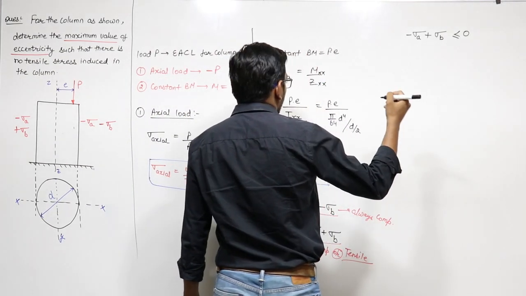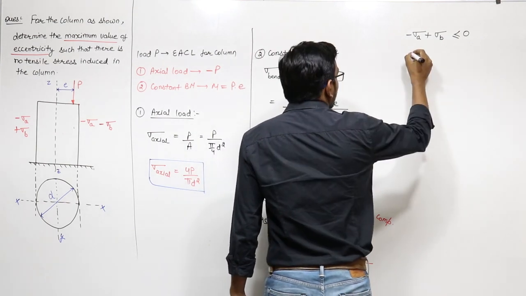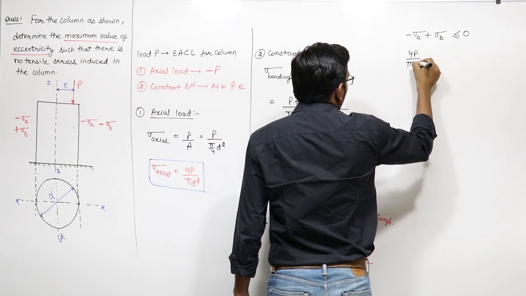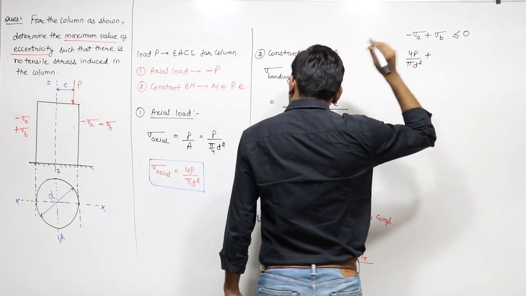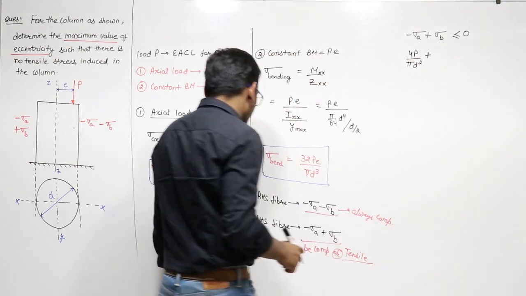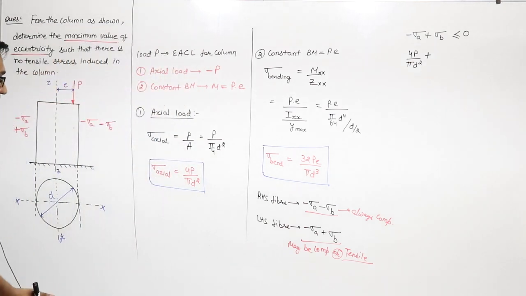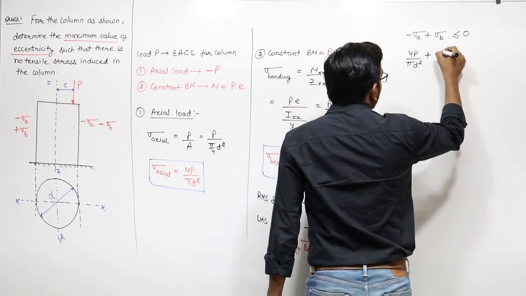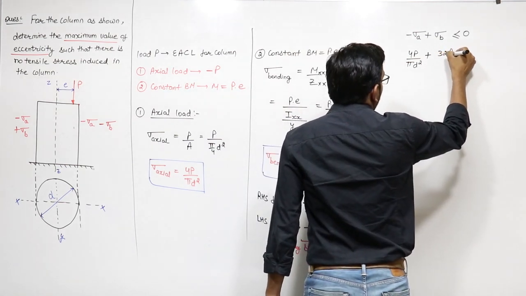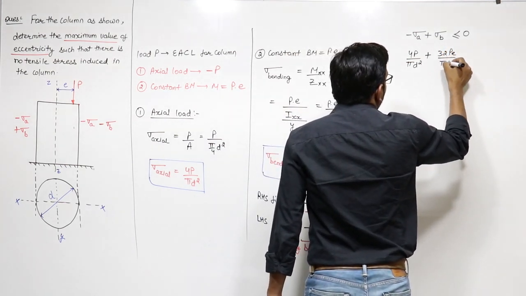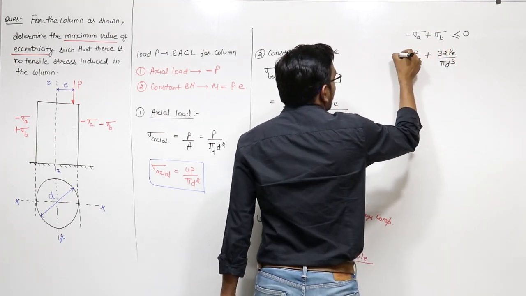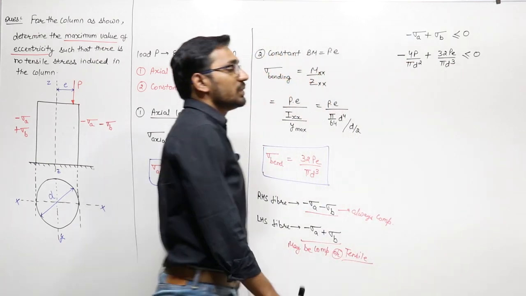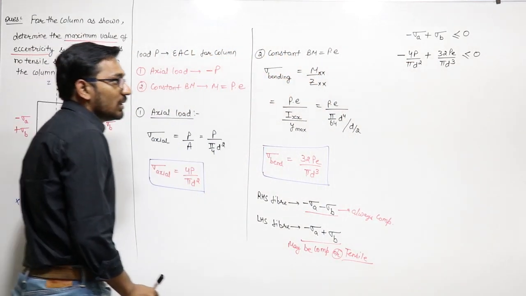So we can say that minus sigma A plus sigma B should be less than or equal to zero. What is the value of sigma A? It is 4P upon pi D square. And sigma B is 32PE upon pi D cube. Sigma A is minus, so I am writing the sign minus, and this should be less than or equal to 0.